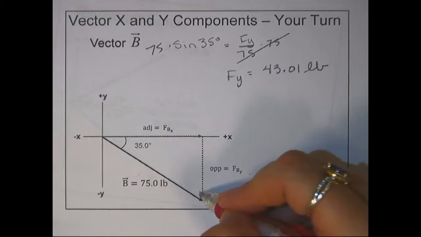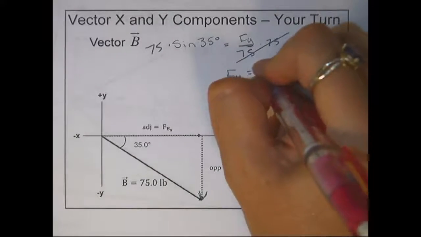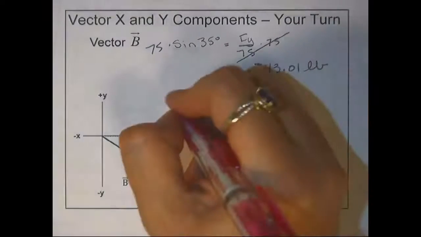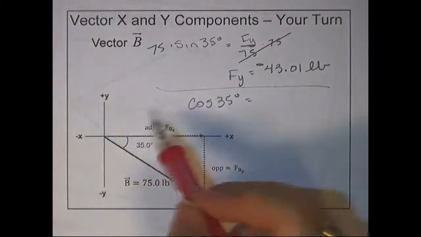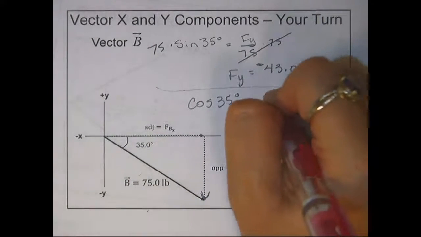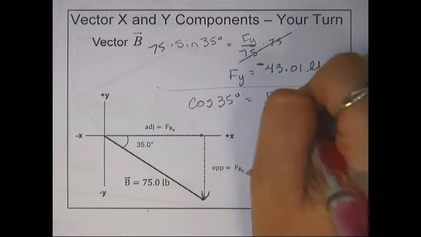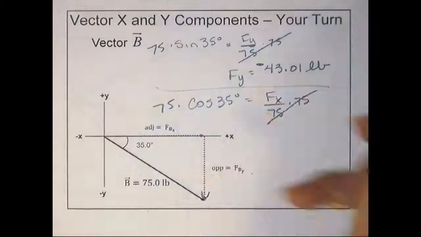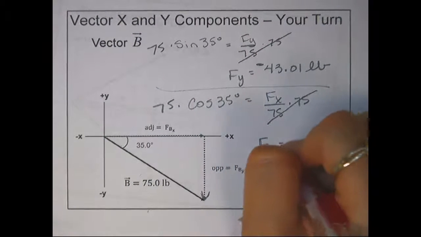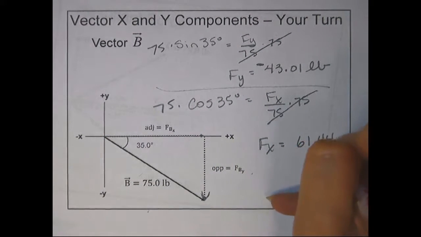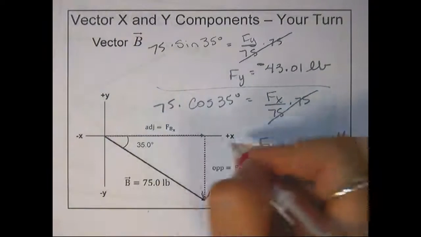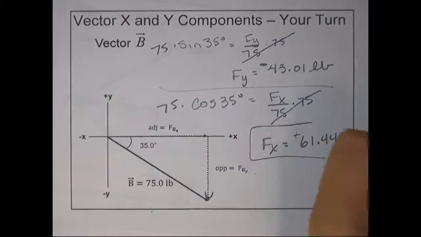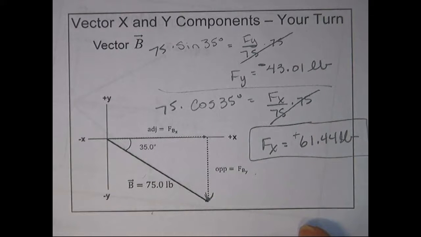Something that's going down is what sign? Well, that's negative, because going down is negative. Now let's do the x direction. So I'm going to use cosine 35. Cosine is adjacent over hypotenuse, so that's Fx over 75. Multiply both sides times 75. Plug that in my calculator, and I get Fx equals 61.44 pounds. Now, is that one also negative? No, that's going to the right, and that's positive, so this is positive. Pause and take these notes down if you need to.